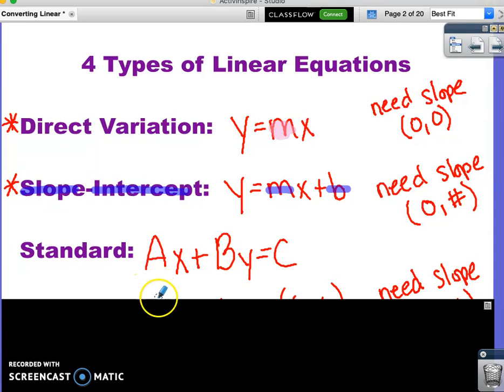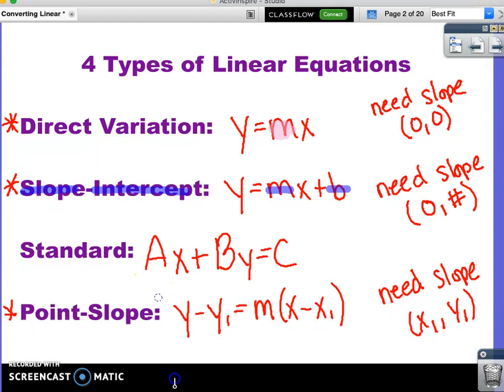And then the last one is going to be our point-slope form. Point-slope form is going to be y minus y sub 1 equals the slope times the quantity x minus x sub 1. All you need for this is a point, x and y, just any point on the line, and then you also need the slope of that line. And you could replace the m and then the x from here and the y from here. Okay.